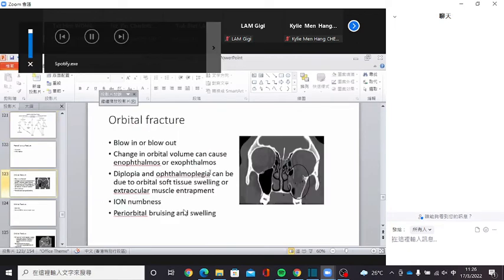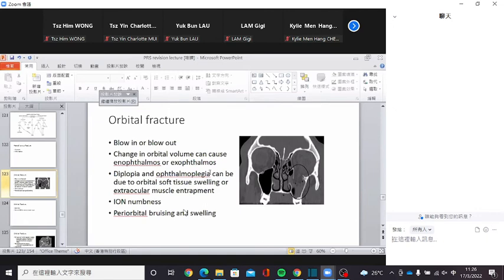Just some more common things like orbital fracture. They could be either blow-in or blow-out. Blow-out is more common. When there's a change in orbital volume due to the orbital fracture, it could cause enophthalmos or exophthalmos. For a blow-out fracture, most likely it's enophthalmos because the volume of the orbit is increased, so the eyeball will be sunken. Diplopia and ophthalmoplegia can happen, most commonly due to soft tissue swelling or extraocular muscle entrapment.